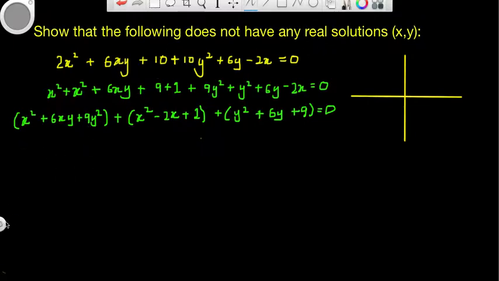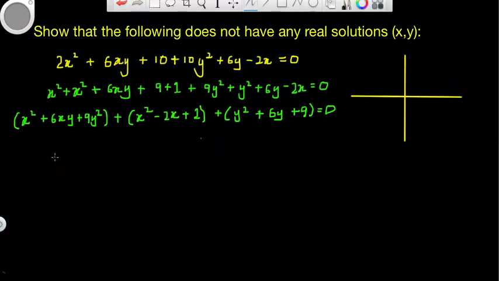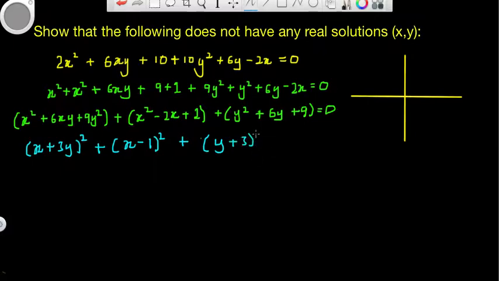I'll probably change color. Make it blue. Alright, so now this can be written as (x plus 3y) squared plus (x minus 1) squared, plus (y plus 3) squared. And all this is equal to 0.